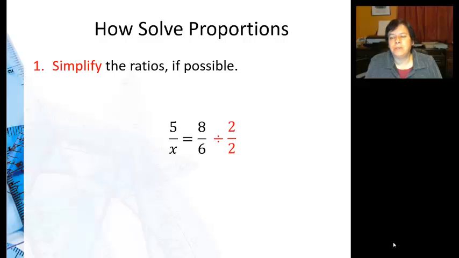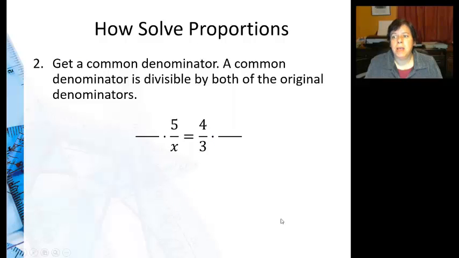ratio. So 8 over 6, and one way I'm showing the dividing by 2 over 2, which you can do, by the way. Both of those are divisible by 2, so I can really say 5 over x is 3 over 4. Okay? So simplify the ratios if possible. Then get a common denominator.